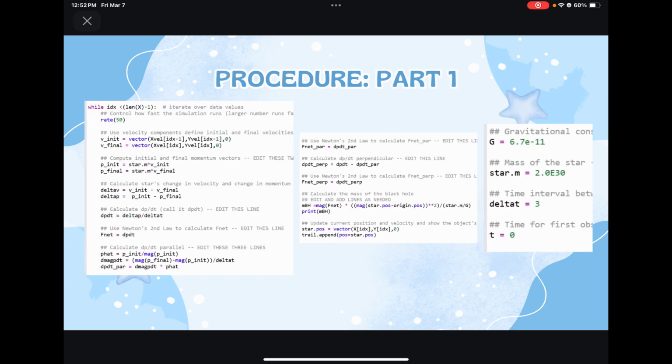Here's part 1 of my procedure. As you can see, here's the code, and since the purpose of this lab was to code all of this in simulations, the procedure was to write the code. You can see that the initial and final momentum vectors are calculated.